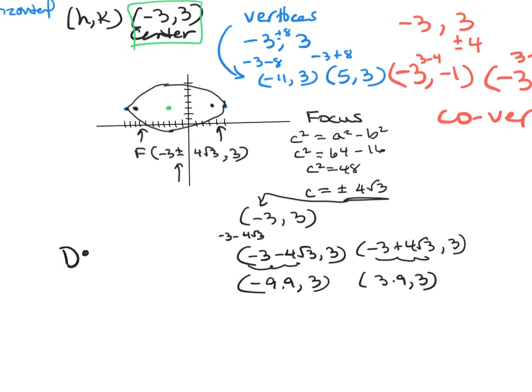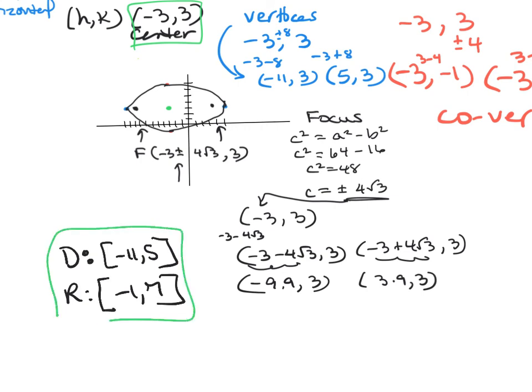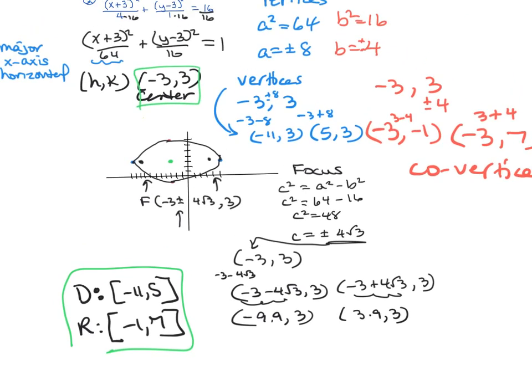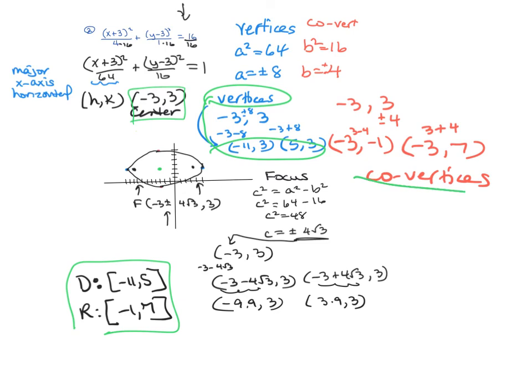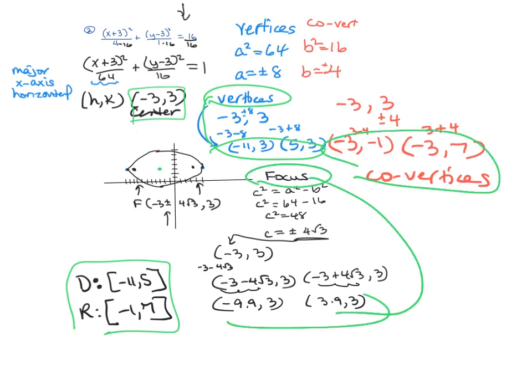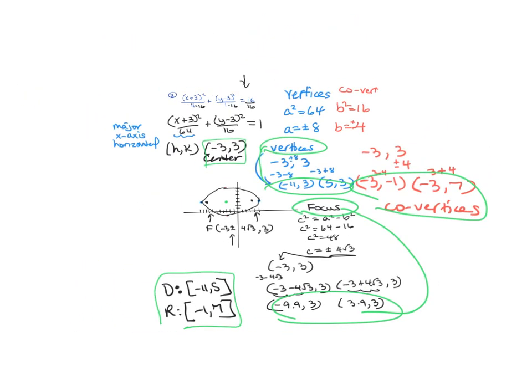So domain goes from negative 11 to 5. Range goes from negative 1 to positive 7. So you should be finding domain and range. You should be finding your vertices. You should be finding your co-vertices. And you should be finding your 2 focus points and your center. So you have to find all of those parts of the ellipse.